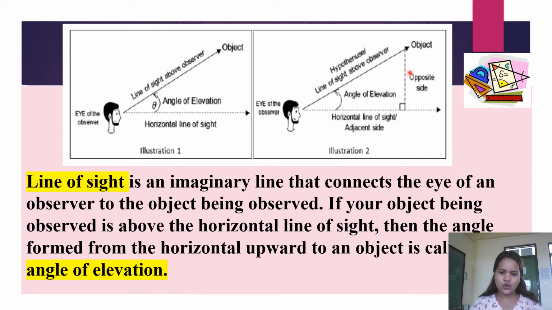Okay, so on the second figure, if we draw a straight line, it forms a perpendicular line. So, we formed a triangle. This is the angle of elevation and the line of sight is here. Okay. Is that clear?